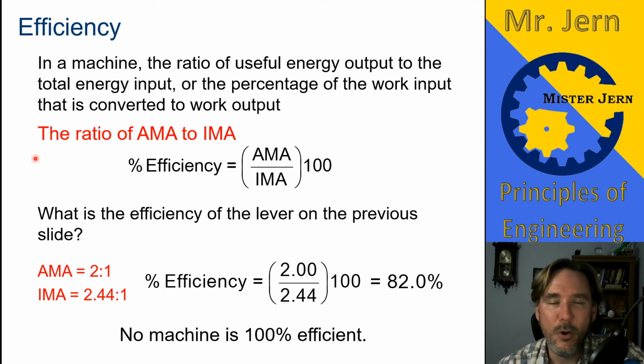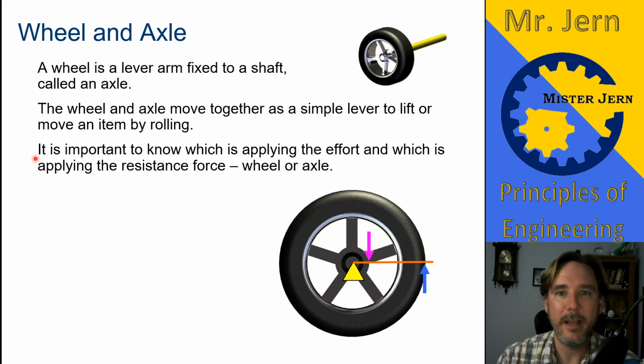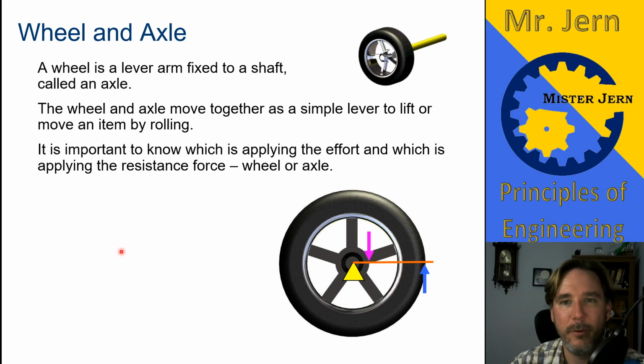So keep in mind that no machine is 100% efficient. It's not possible. All right, that's the lever. Wheel and axle. We're not going to spend nearly as much time on the wheel and axle, because a wheel and an axle, a wheel is just a lever arm fixed to a shaft.